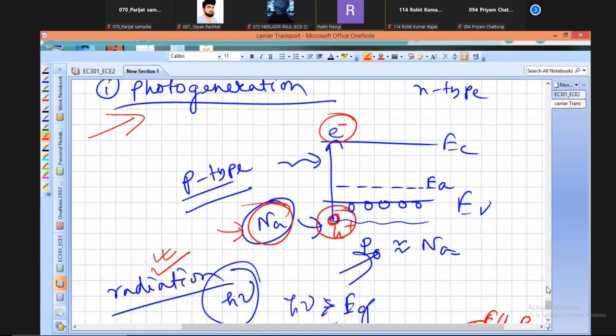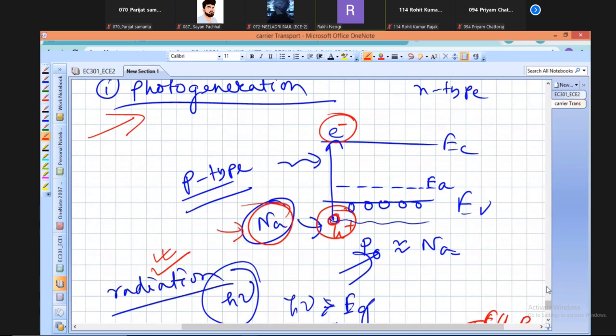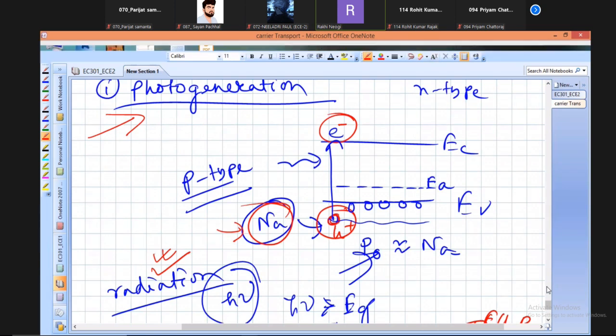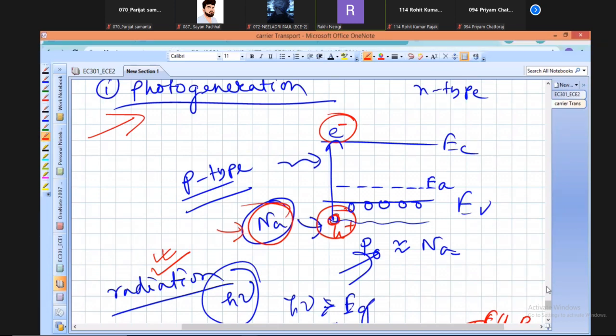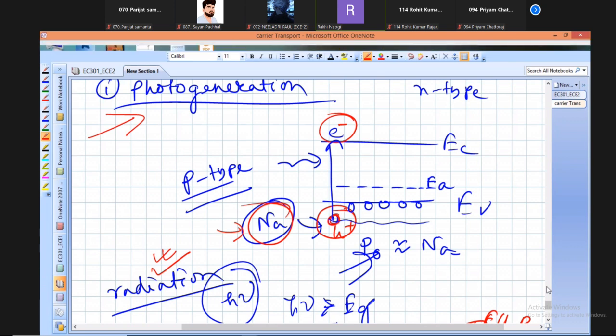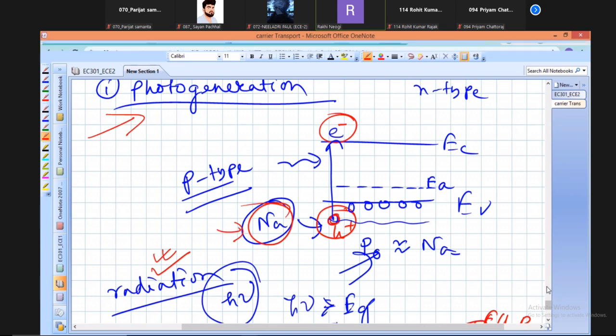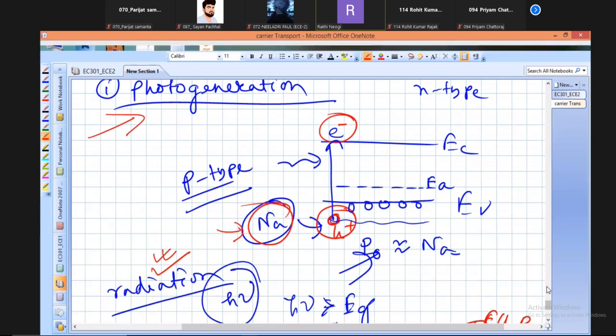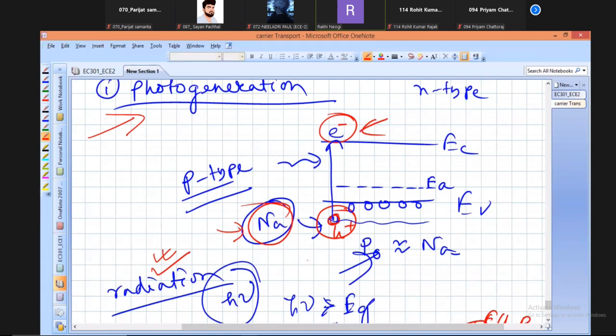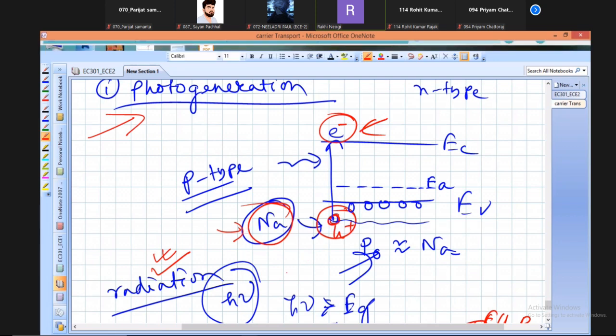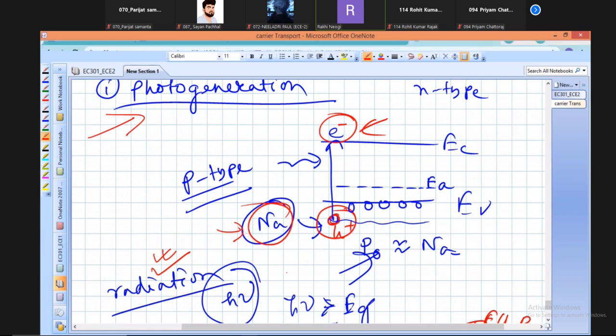So I said that photogeneration is that type of generation process where an electron and hole will be created due to the interaction of electrons with photons. Due to the interaction of electrons with photons, what will happen? The electron will be excited by absorbing the energy from photons. Excited electrons will break the covalent bond and make the transition from the valence band to the conduction band. When they do so, an electron is created in the conduction band and a hole is created in the valence band. This process is called photogeneration.